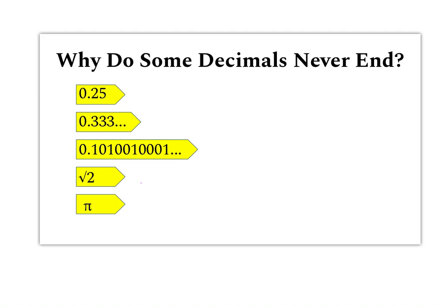Look at these numbers. Some decimals stop, like 0.25, and some repeat a pattern, like 0.3333. And then there are the ones that never stop and never repeat, like 0.101001..., square root of 2, and pi. What's so different about these numbers? Today we'll finally make sense of why some numbers behave so nicely while others go on forever with no pattern.